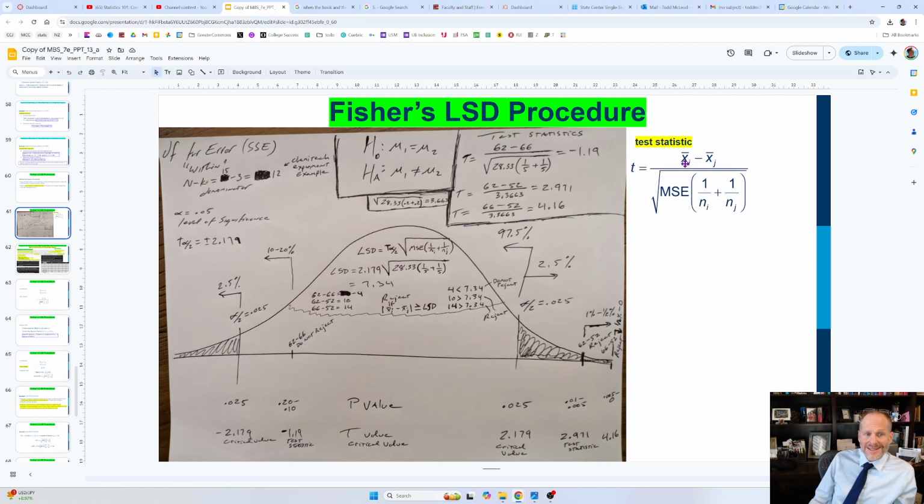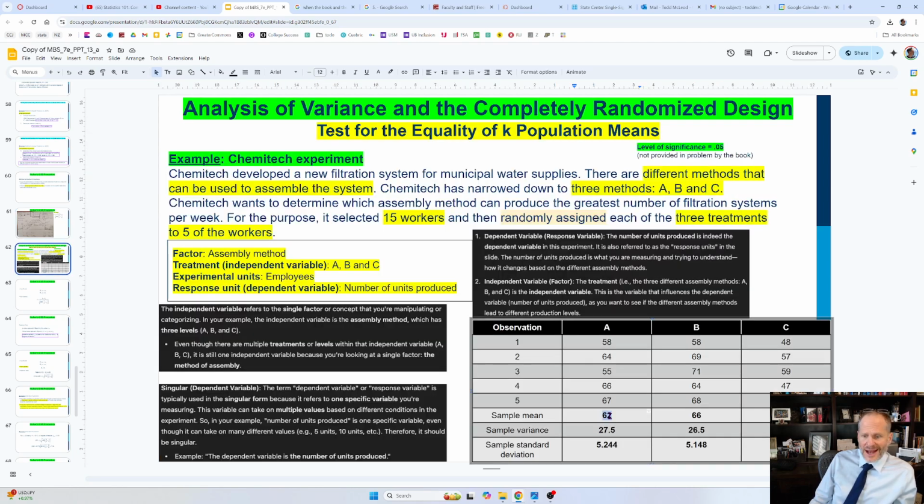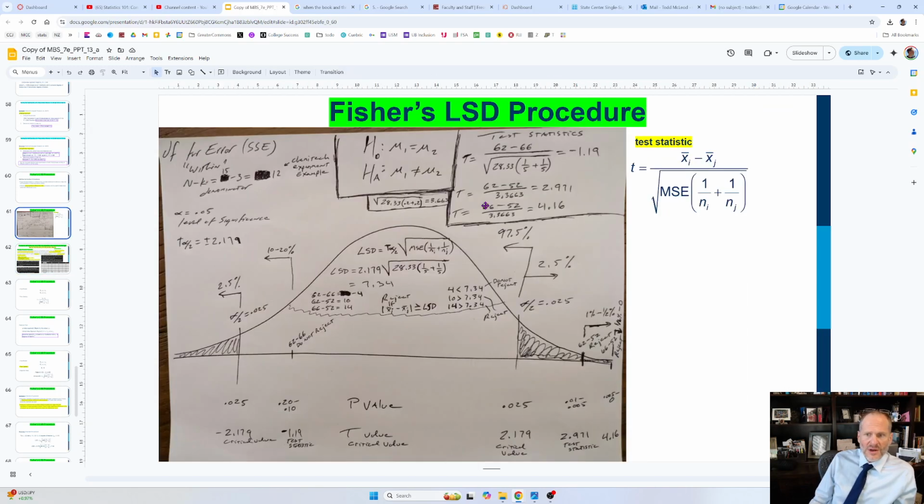And to get our test statistic, I and J are two different means. So here's I and here's J. What we're doing is we're taking the mean of one of the factors, one of the treatments, and we're subtracting the mean of the other treatment, and then we divide it by the square root of MSE, and the MSE for that is 28.33. Let me go find it so I can show it to you.